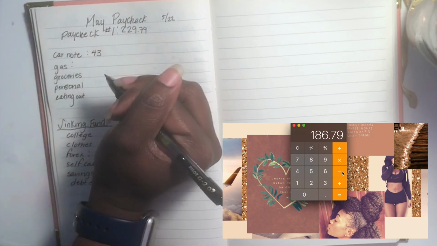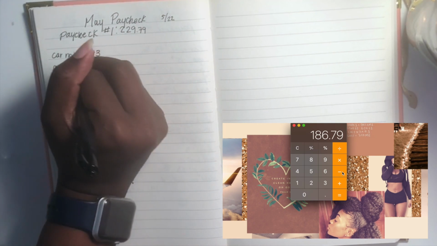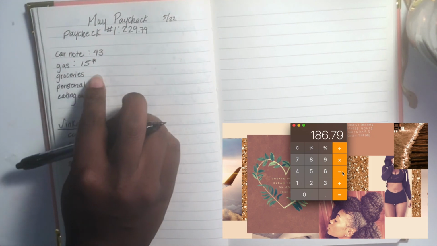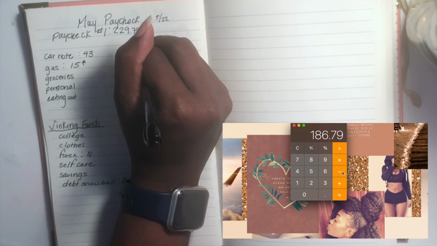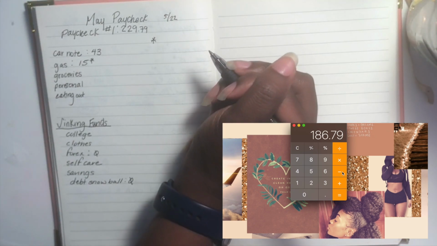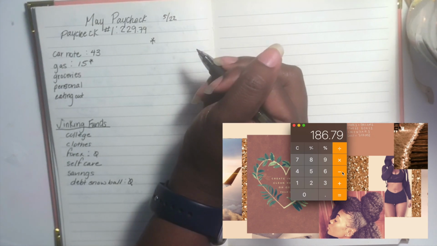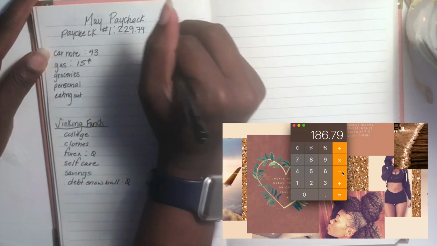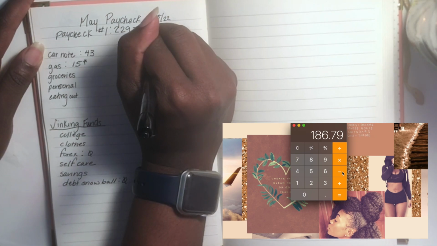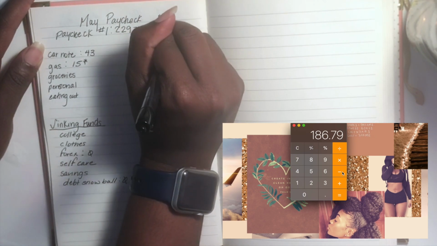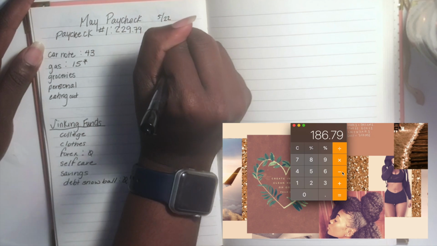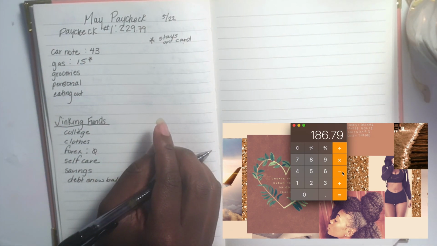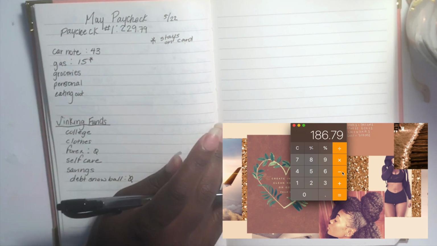$43 for gas. Gas has been really cheap lately, so I'm gonna give myself $15 for gas, and I put a star by that because that is going to stay in my bank account. I use my debit card to pay for gas, so it stays on card. That's what that star means. So next, I'm gonna subtract that $15.